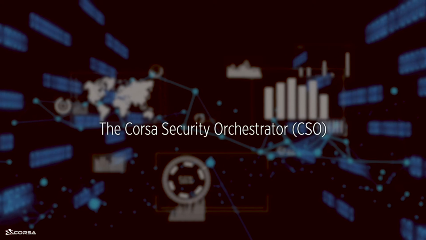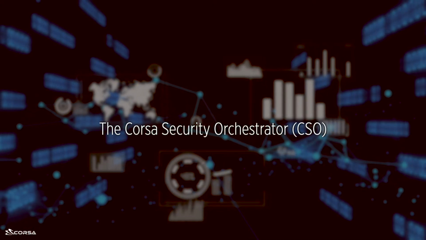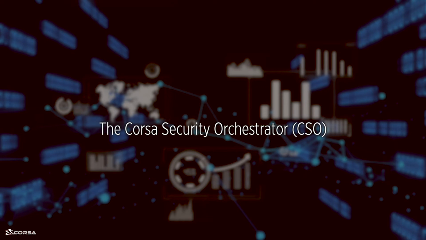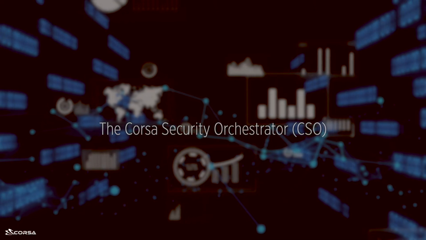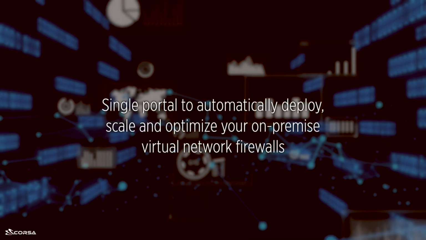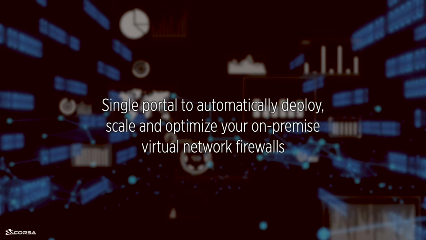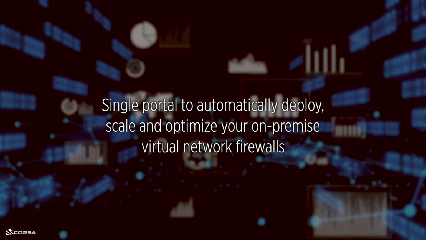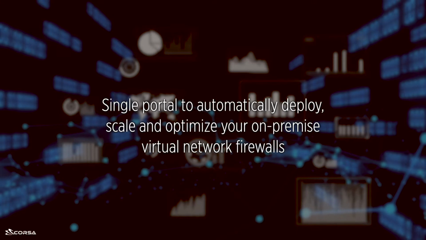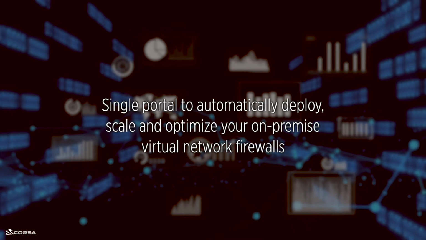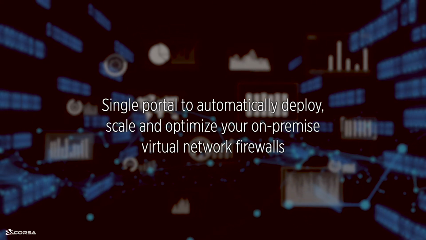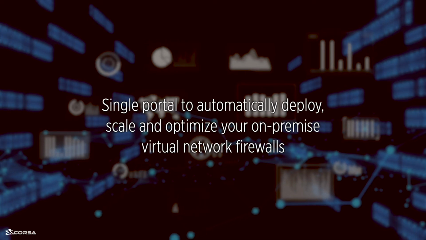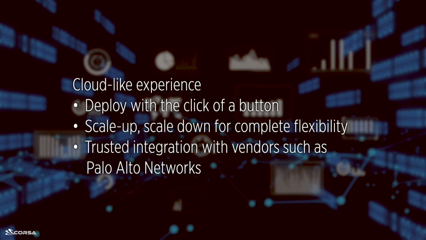the Corsa Security Orchestrator, what we call the CSO. What is the CSO? What does it help you do? Well, it is a single portal to automatically deploy, scale, and optimize your on-prem virtual firewalls. In today's video, I'm going to be talking about Palo Alto Networks VM series devices specifically. And when you think about virtualizing your on-premise infrastructure, you want to bring that cloud-like experience.